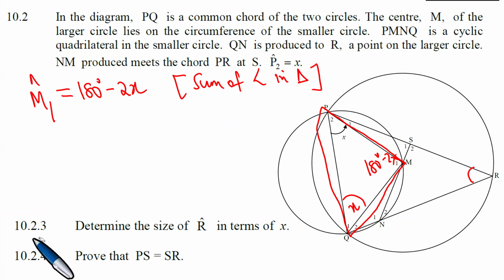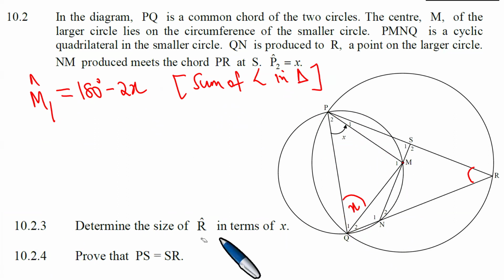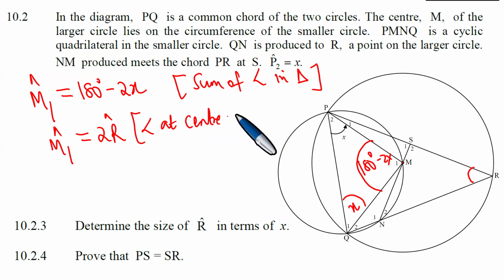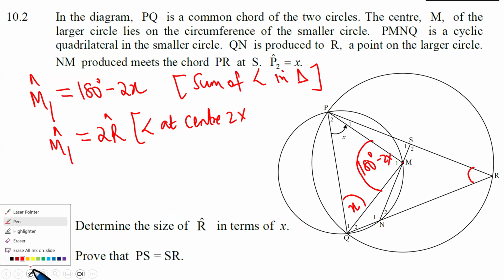Let me just remove this red paint here. So we have therefore that it is 180 degrees minus 2x, which is this one here. And then what is R? Angles at center are 2 times the angles at circumference. So the angle M1 is an angle at center, which equals twice angle R, the angle at circumference. Angle at center equals 2 times angle at circumference.